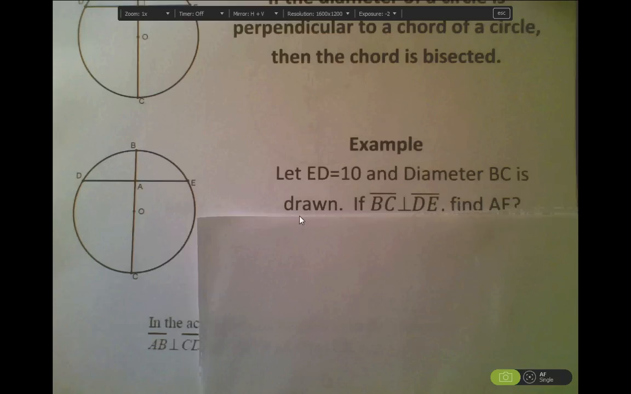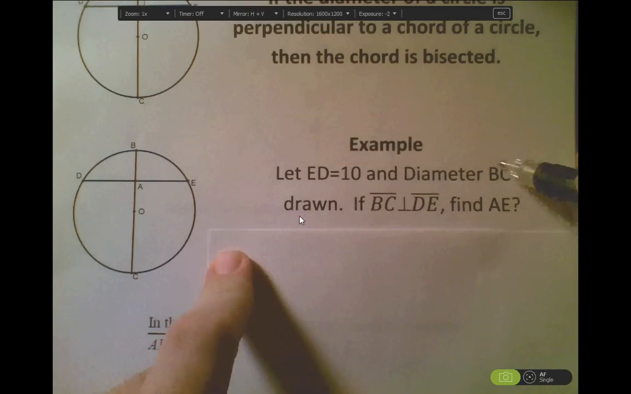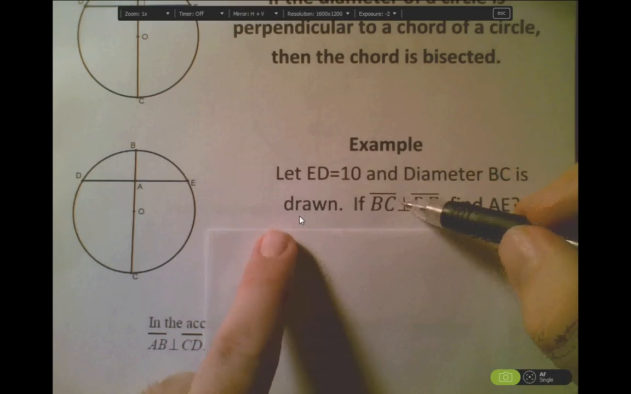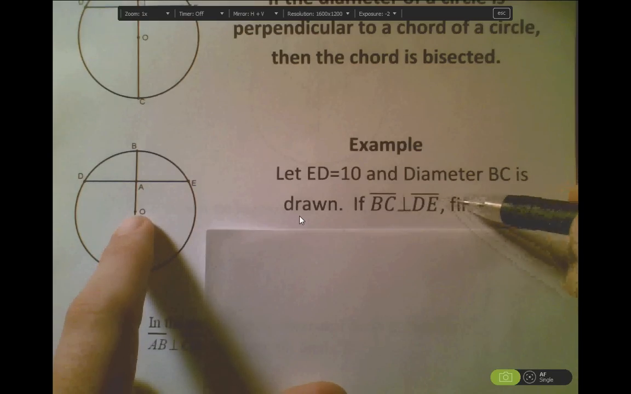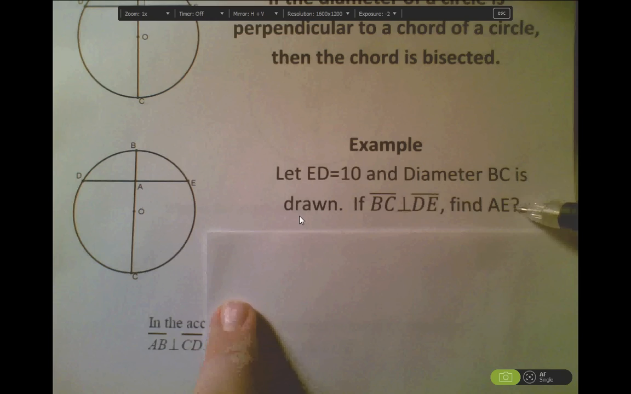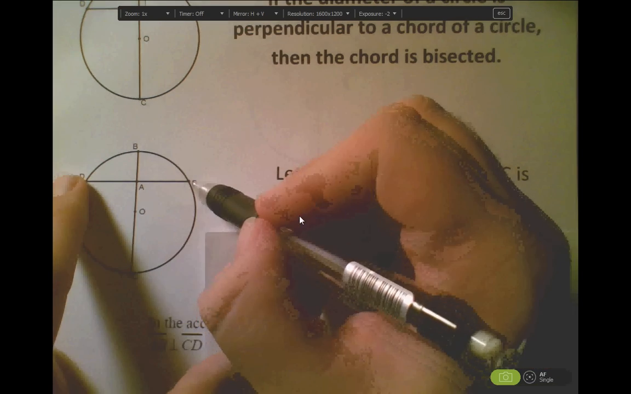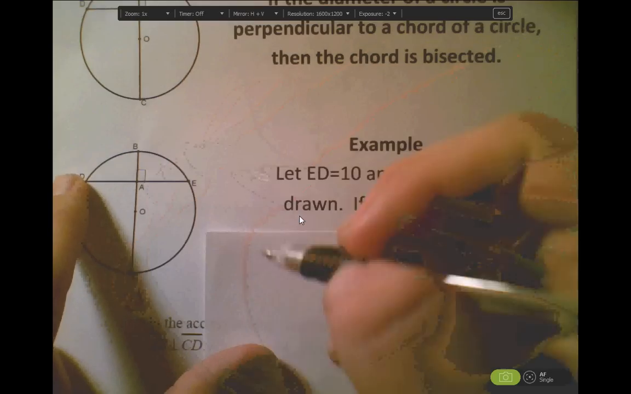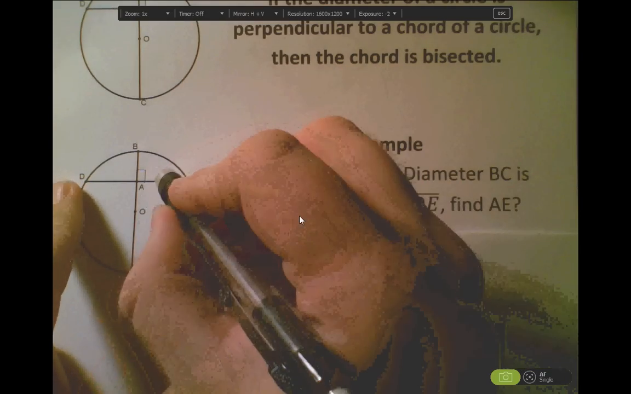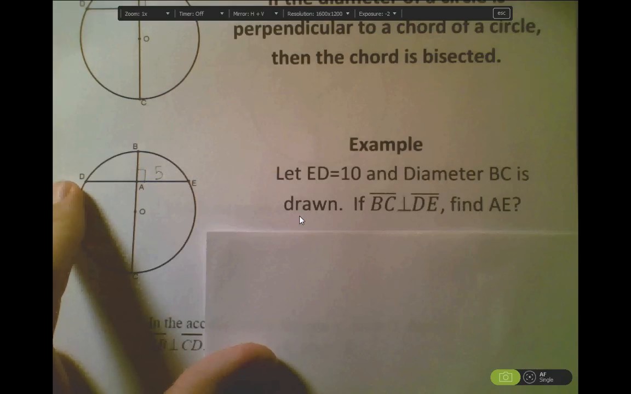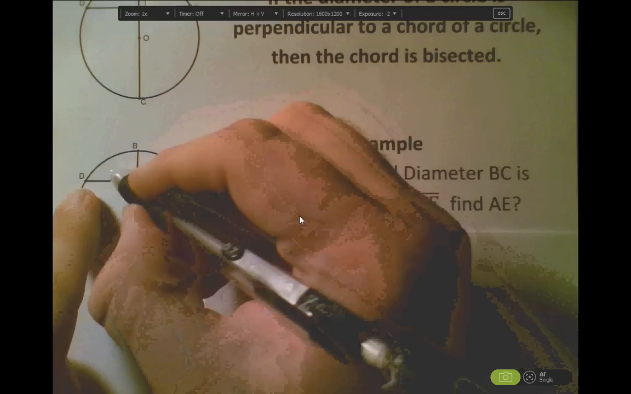The first example: let ED be 10 and diameter BC is drawn. If BC is perpendicular (symbol for perpendicular) to DE, find AE. Now, the thing is that ED is 10. I know this diameter is perpendicular, so it bisects it. So therefore, I can say that AE is going to be 5. Okay? Or 1/2 of 10. Now, if they ask me what AD was, I could also say that's 5.